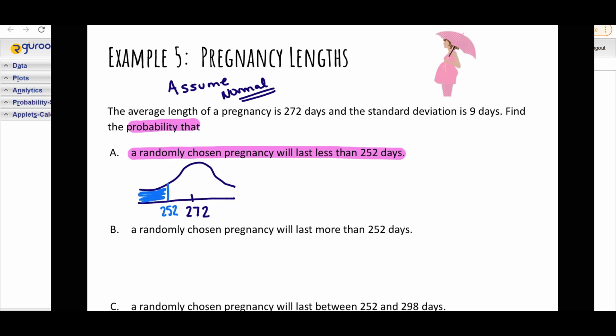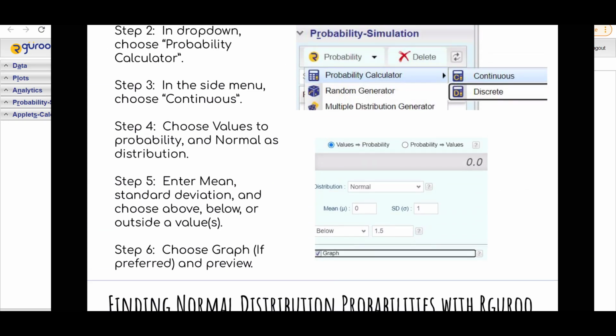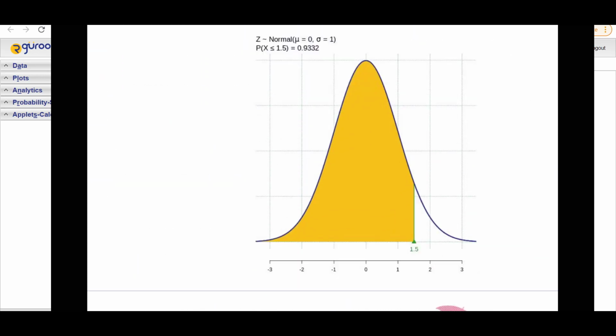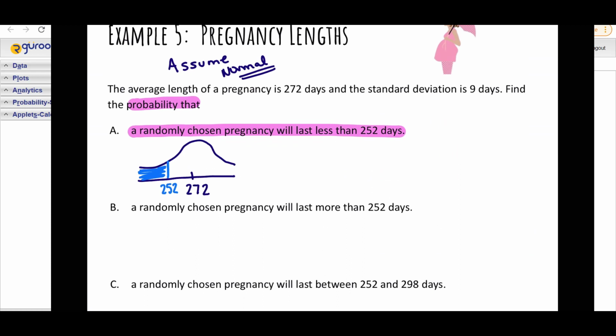And so what's happening here is that we want to find the probability that a randomly chosen pregnancy will last less than 252 days. So if you will recall, up here we said to find that, that's the same thing as the area under the normal curve associated with those values. So the area under the normal curve that's less than 252, this area here, is the same thing as the probability that a randomly chosen pregnancy will last less than 252 days. So let's use OurGuru to set this up. Okay.